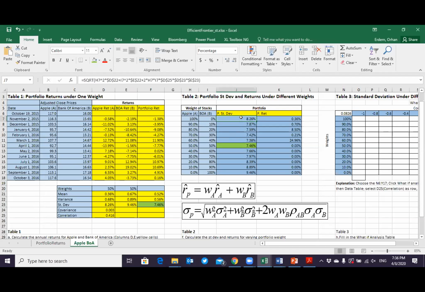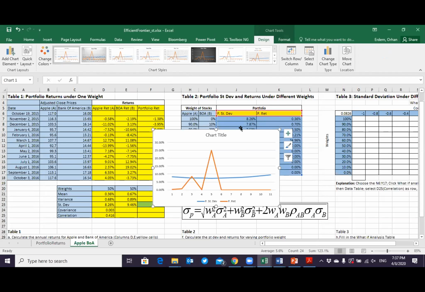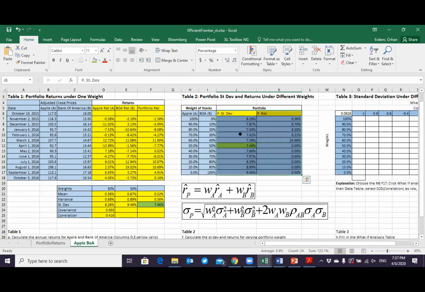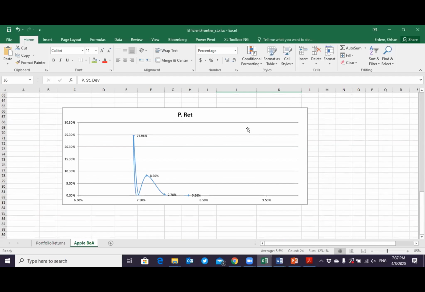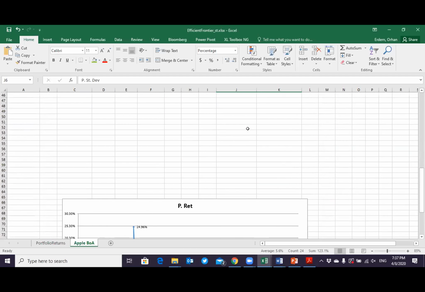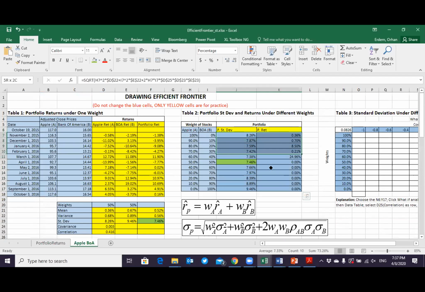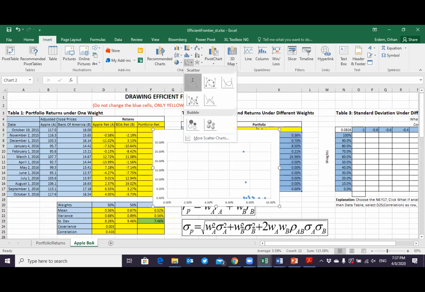Now select these 2 columns, portfolio standard deviation, portfolio return, insert line chart. No, just delete it. It's ugly. I'm sorry. Just delete it. Just scroll down, scroll down, scroll down. Just give me a second. I think I should do it on my own. I'm sorry. Just give me a second.